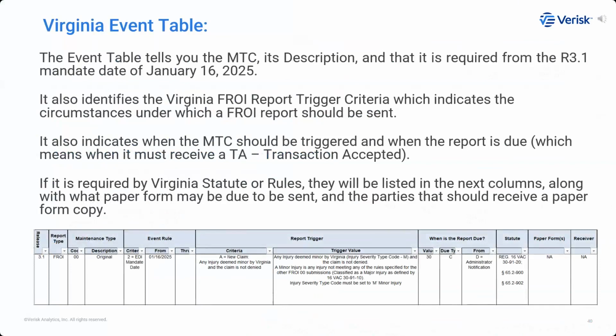It also identifies the Virginia FROI report trigger criteria, which indicates the circumstances under which a FROI report should be sent. You will also be able to see when the MTC should be triggered and when the report is due. If it is required by Virginia statute or rules, they will be listed in the next column, along with what paper forms may be due and which party should also receive a copy of that paper form.